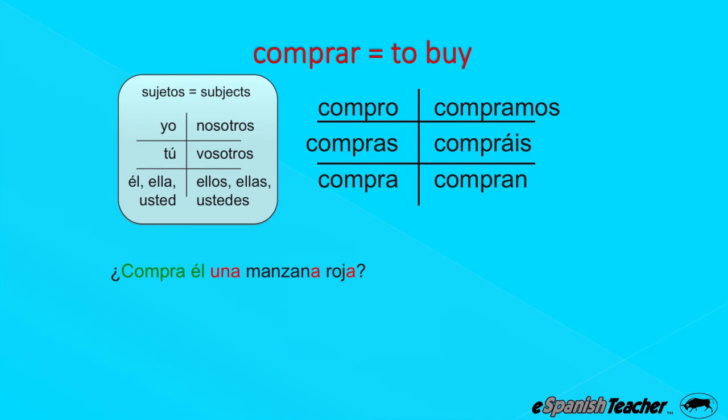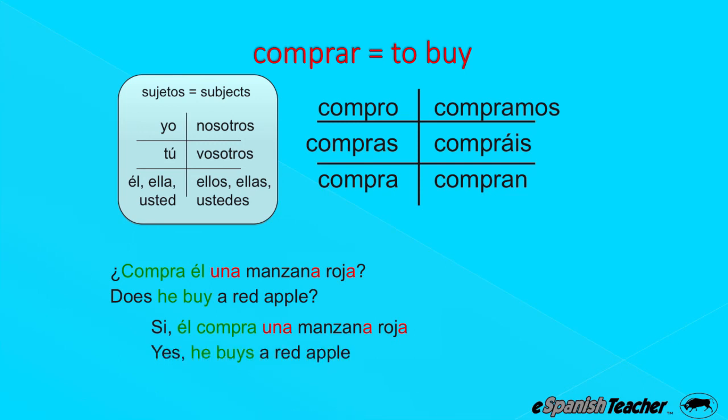¿Compra él una manzana roja? Does he buy a red apple? It looks like I've given you the answer a little bit prematurely here. Sí, él compra una manzana roja. Yes, he buys a red apple.